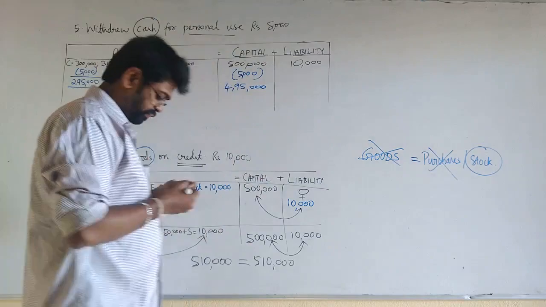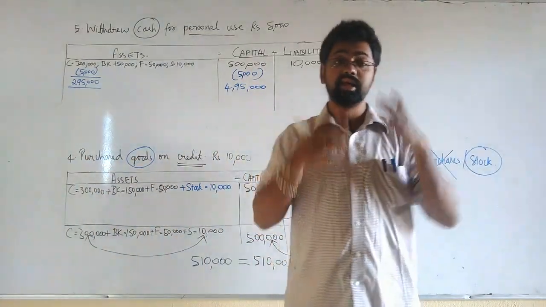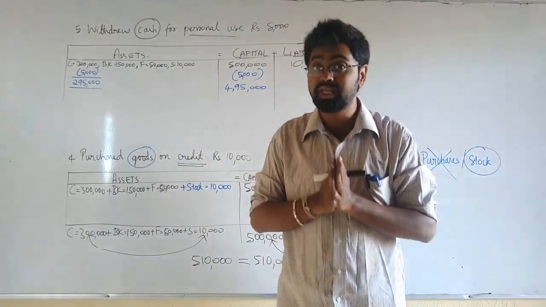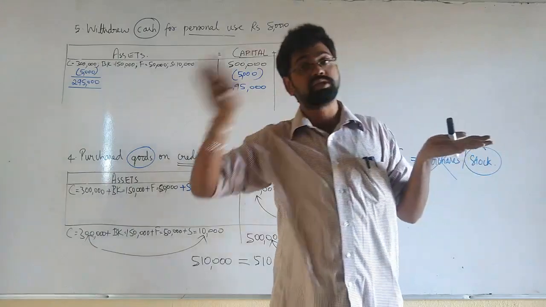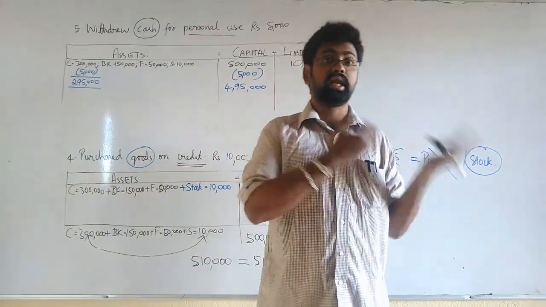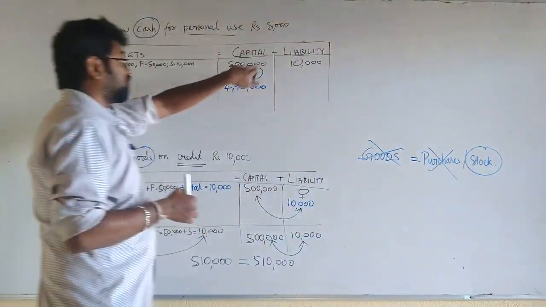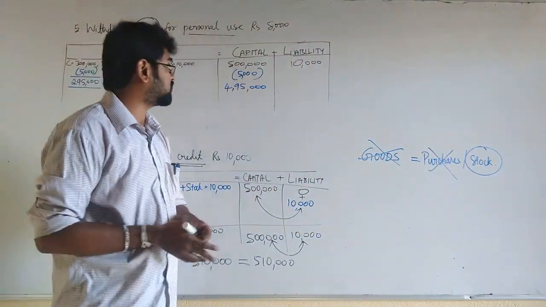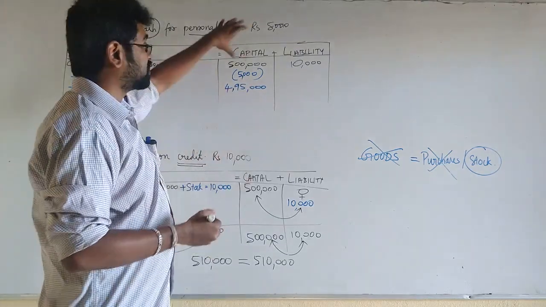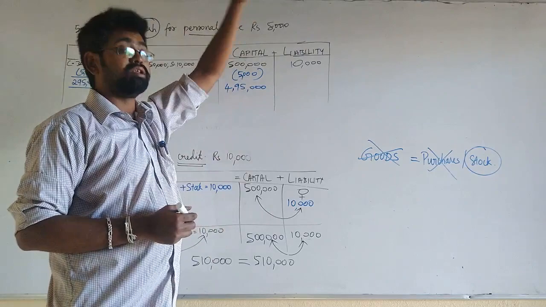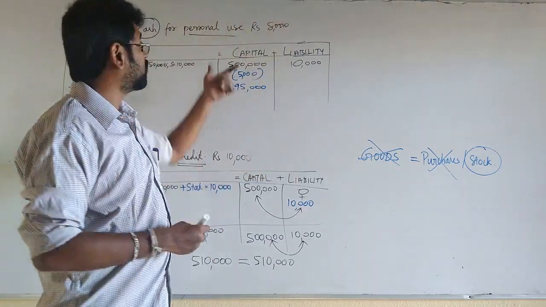Okay sir, what is the concept behind it? The concept behind this is the business entity concept. That means to say, whatever I give to the business, the business has to give back to me, and whatever the business gives me, I have to return it back to the business. So the business is giving me 5,000 rupees in an emergency. So I have to return this 5,000 back to the business. That is why it is always said that drawings will reduce the capital of the business enterprise.